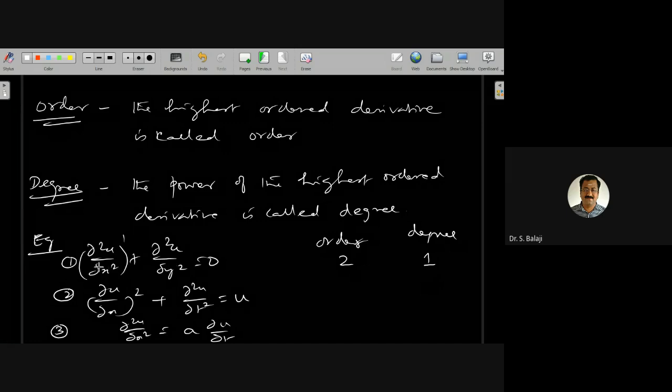Both have the same order, and the same order has a common power 1 only here. Therefore, the degree is 1. Can you give the answer for this one here?